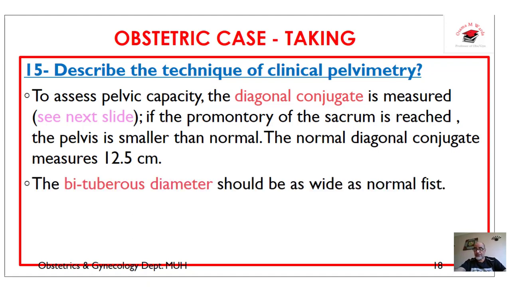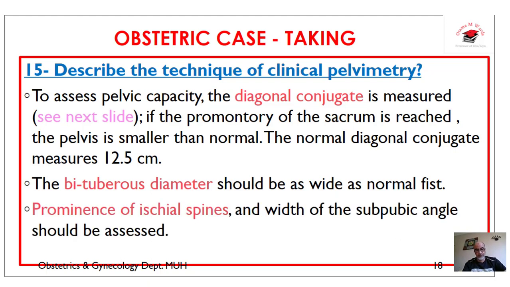The bituberous diameter should be as wide as a fist, an average fist of four knuckles. The prominence of the ischial spines and the width of the subpubic angle should be assessed. The ischial spine should not be prominent on vaginal examination, not spiky, and the subpubic angle should admit 2 fingers easily, so it is 90 degrees or more, to identify this outlet as an adequate outlet.